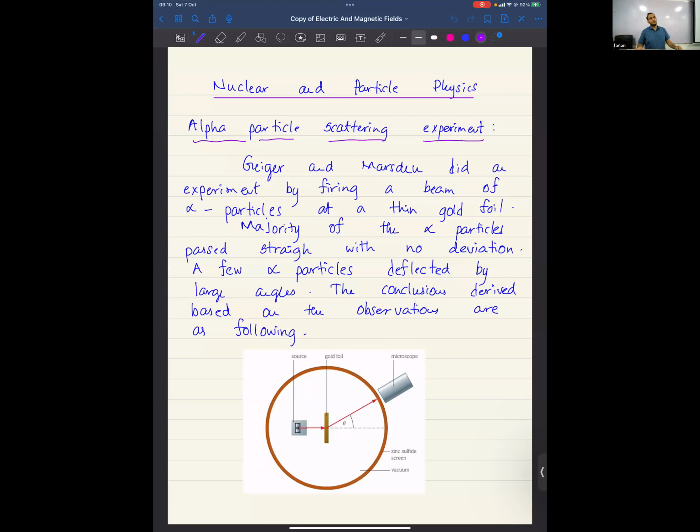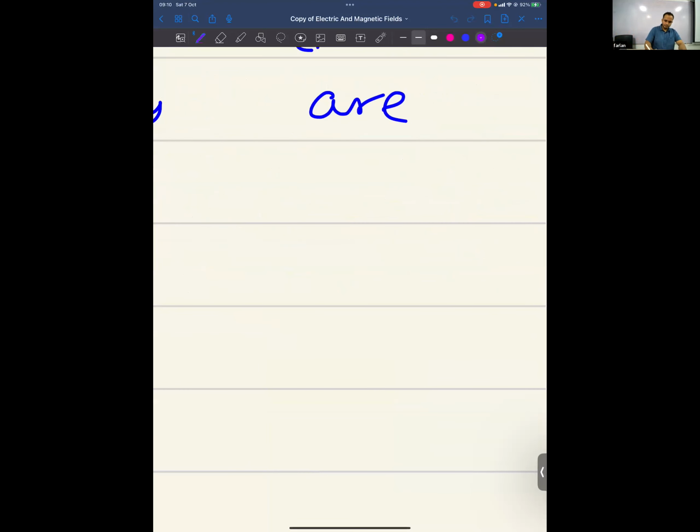A smaller percentage is getting deflected by an acute angle. Now we know that alpha particles are positive, right? Alpha particles are positive. And let's say the particles are moving like this, mostly undeviated.